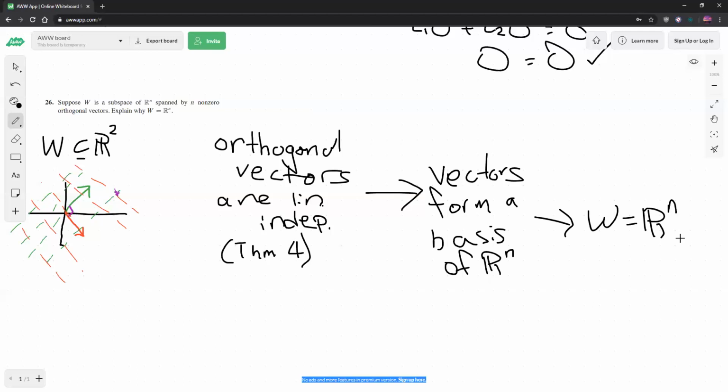It's basically because it's the definition of a basis. So explain this out with a few more words. But this is the general principle, and if you can understand how these ideas connect, you should be okay.